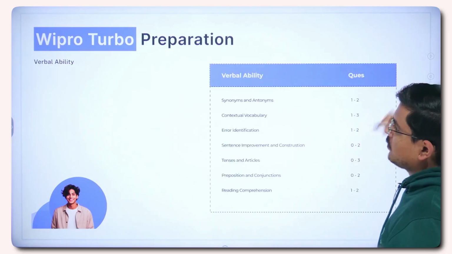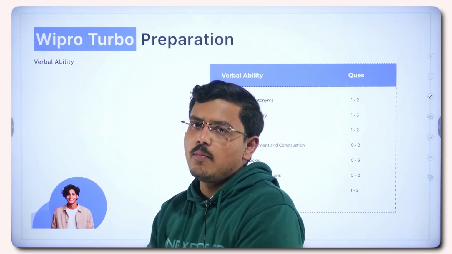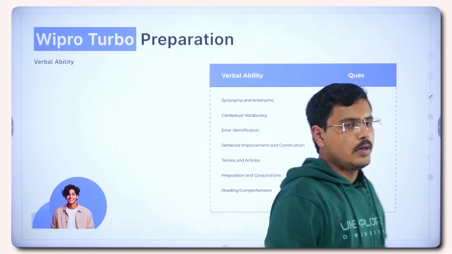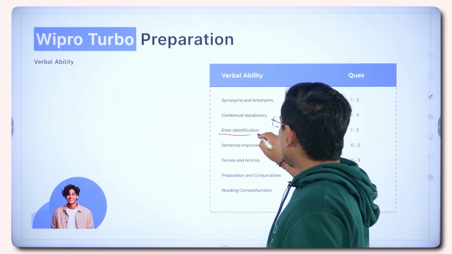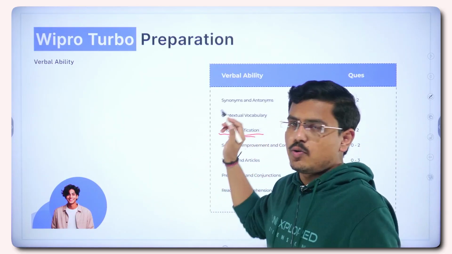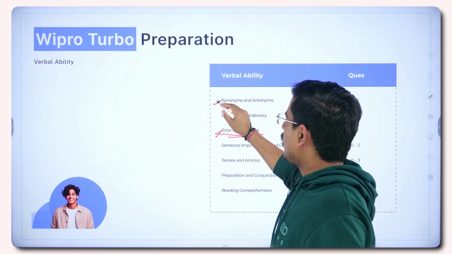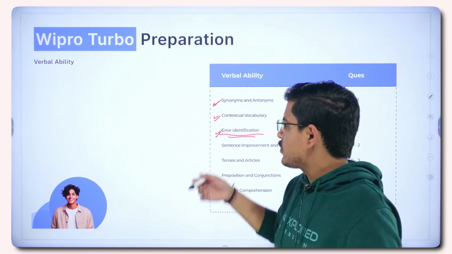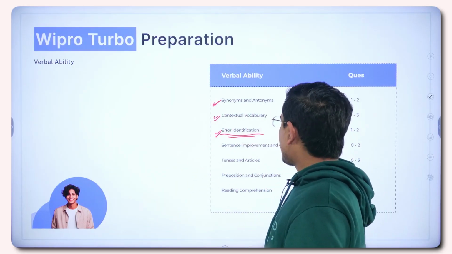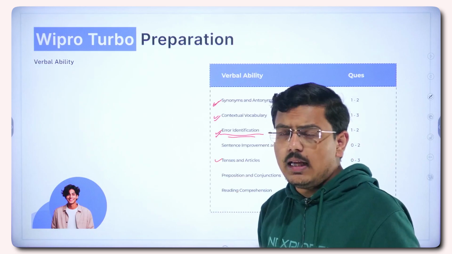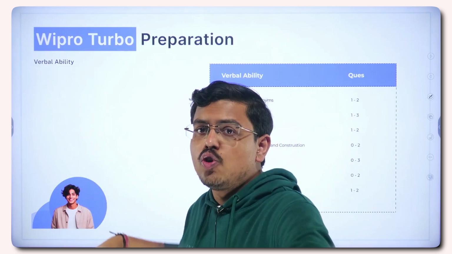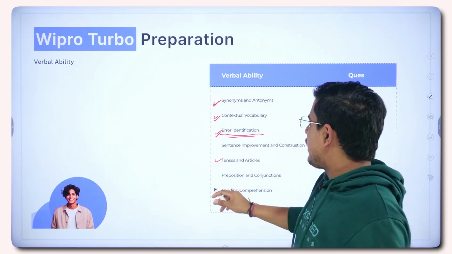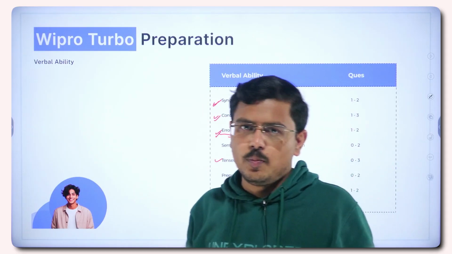Fine. Apart from this, verbal ability. When I come to verbal ability, synonyms, antonyms, error identification, sentence improvement. Most importantly, error identification is something where a lot of people falter, so you should be very, very careful about this. Synonyms, antonyms and contextual vocabulary, these are very, very frequently asked topics, so you should not miss on their practice. Tenses and articles, not very frequently asked, but tenses and articles are used throughout these topics, so you should not miss out on them. And reading comprehension, basically reading speed should be very good.